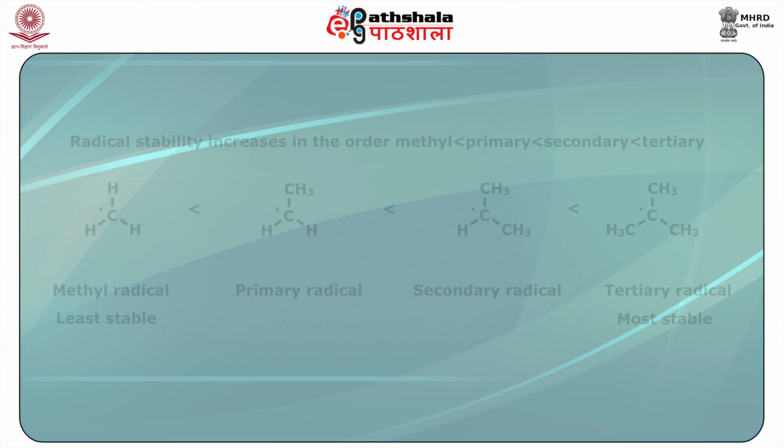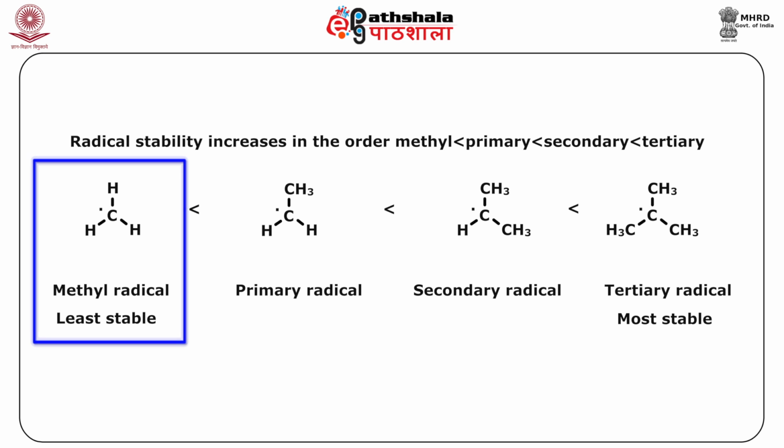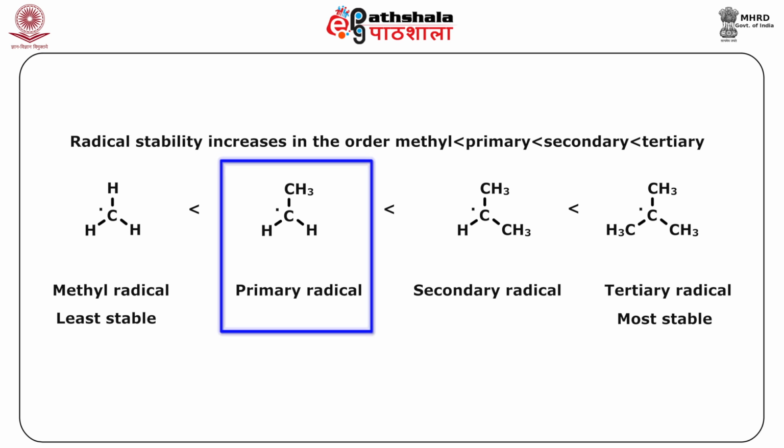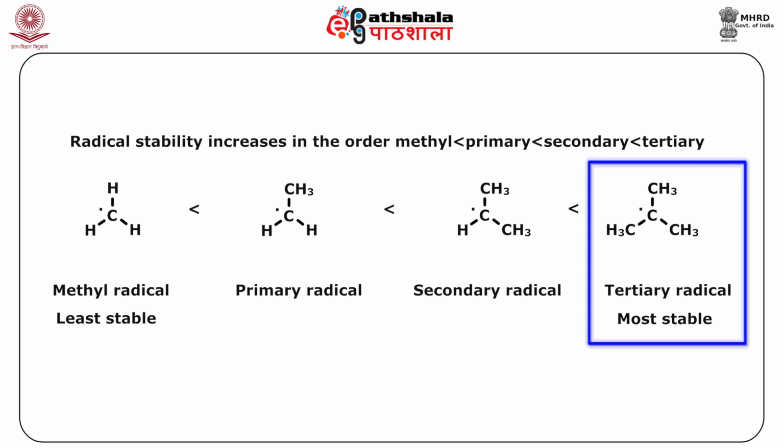It is useful to know that the factors which affect the stability of free radicals are the same which influence the stability of carbocations, and they can be stabilized through the donation of electron density by neighbors, and for this reason the radical stability increases in the order of methyl being least stable, primary will be more stable, secondary will be even more stable and tertiary being most stable.